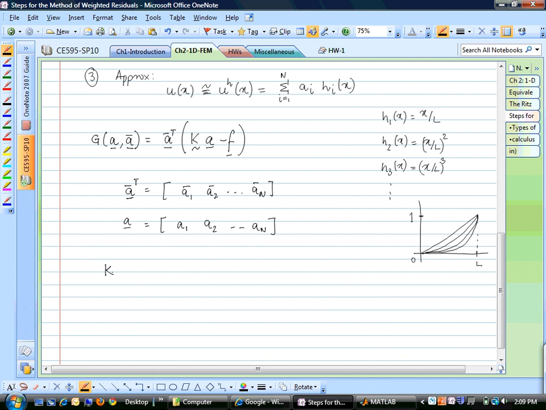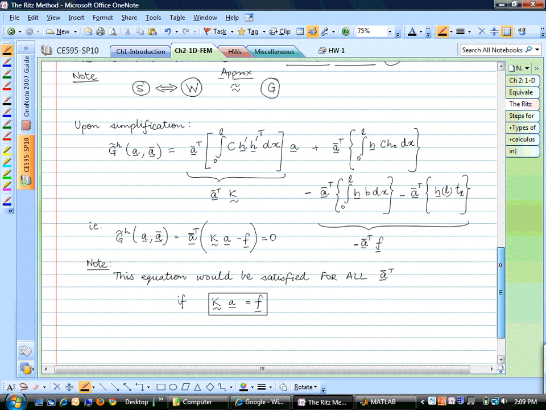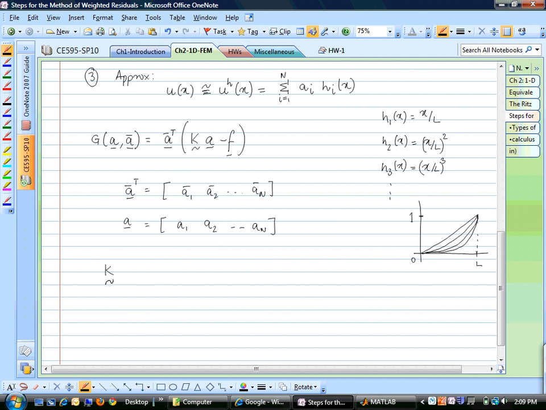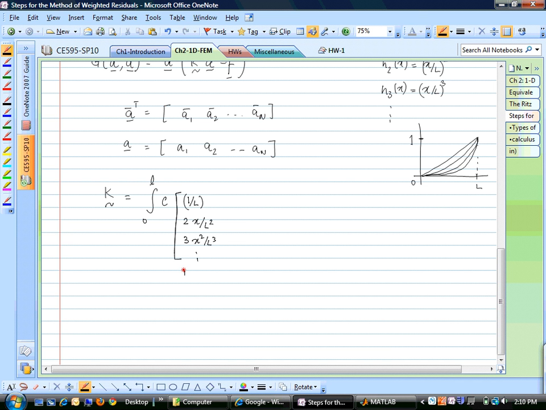So the matrix K, if you take a look at the last step from last time, this is the K matrix. This K matrix is the integral from 0 to L of C and the derivatives of the shape functions, the derivatives of the h functions that we have taken. So what do we get if we do that? K is the integral from 0 to L of C and the first derivative of these functions. What is the derivative of h1 with respect to x? 1 over L. The derivative of the second function, 2x over L squared. Similarly, 3x squared over L cubed, and so on. The general formula would be, at n, n times x to the power n minus 1 over L to the power n.